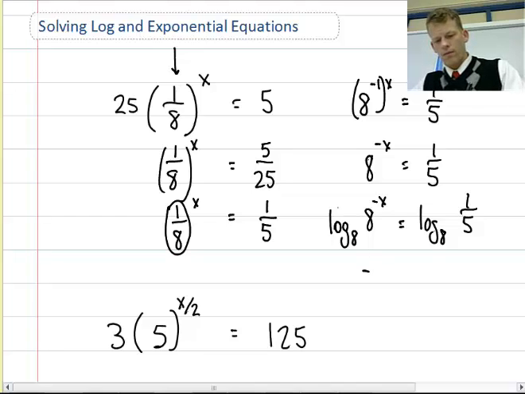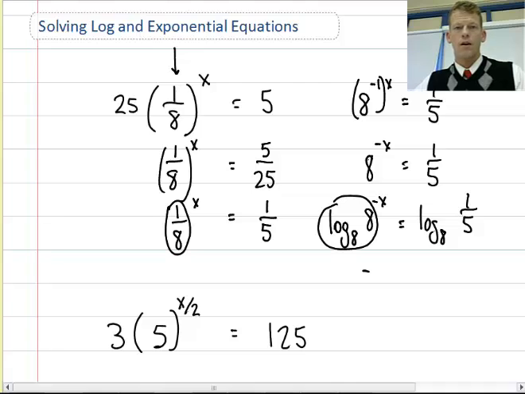On this side, since log base 8 and 8 to the x are inverses, they just wipe each other out, and I'm left with negative x is equal to whatever log base 8 of 1/5 is. Now today in class, we learned about the change of base formula. We also learned about using the special button on the calculator that is a generic logarithm button. So I'm going to pause the video and use a calculator, and then I'm going to have the value for what log base 8 of 1/5 is.